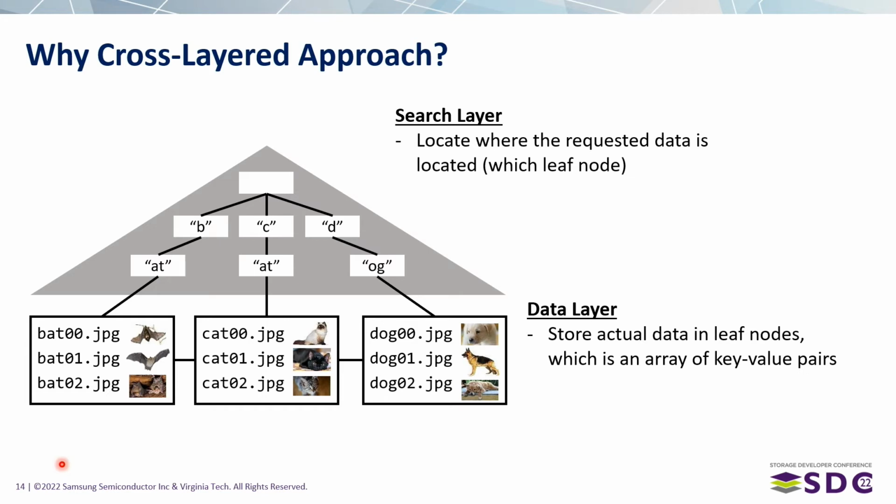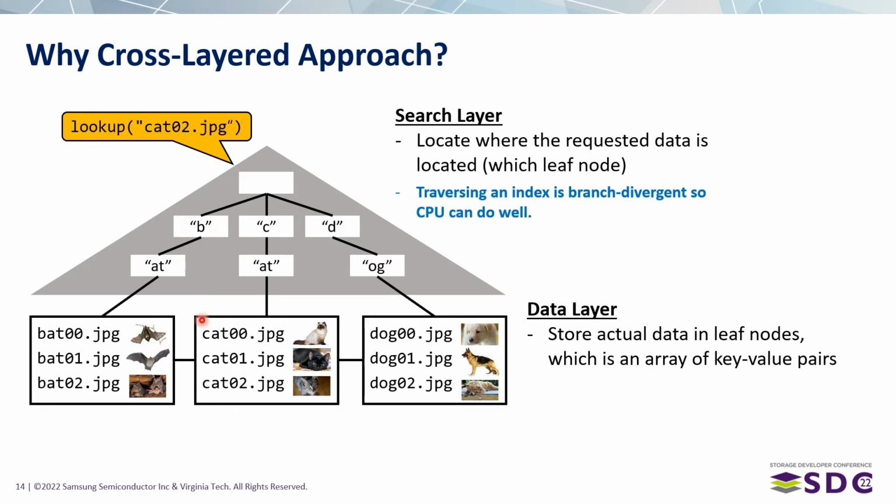That's the basic role of the search layer, right? So suppose that we are trying to look up cat02.jpg. Then we will actually have to traverse the search layer and find out the location of the leaf node here, right? That is basically traversing the in-memory data structures, which is a very branch divergent operation. So that's something that the CPU can do best.